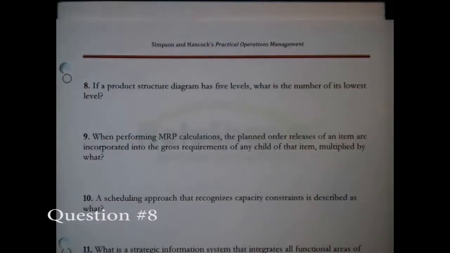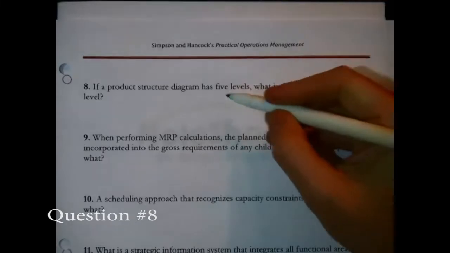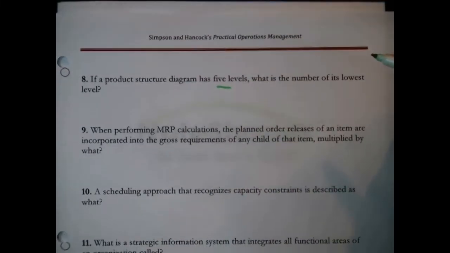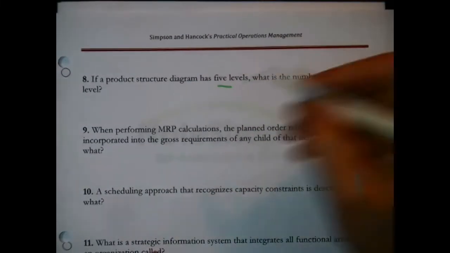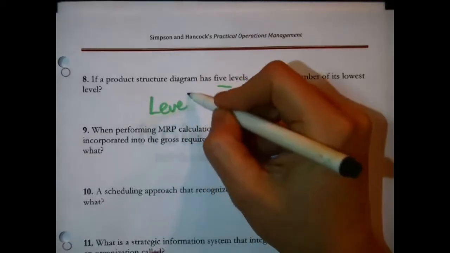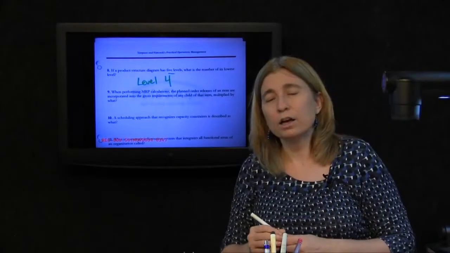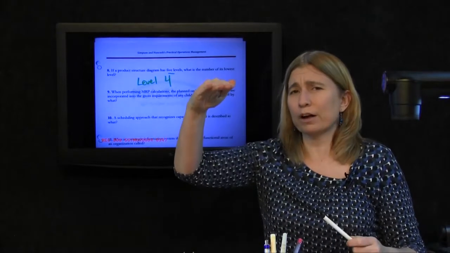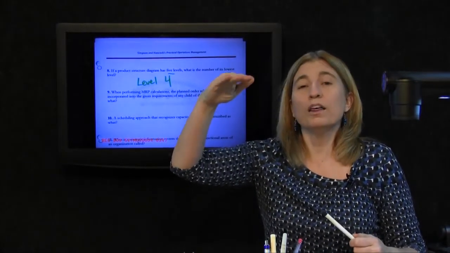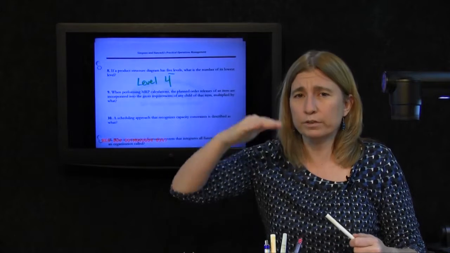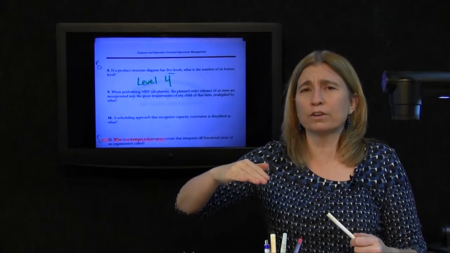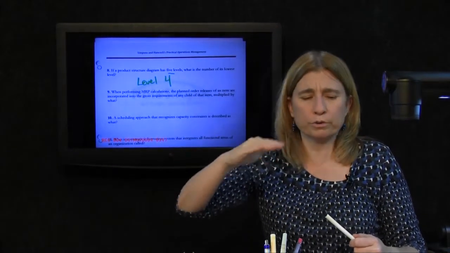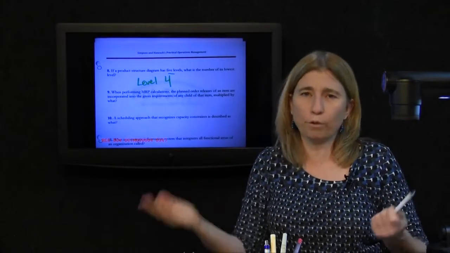Next question. If a product structure diagram has 5 levels, what is the number of its lowest level? That would be level 4. Why? Because remember, the top level is always level 0. Then you start counting, moving down. So if there's 5 levels, it will be 0, 1, 2, 3, 4. The lowest level will be 4.